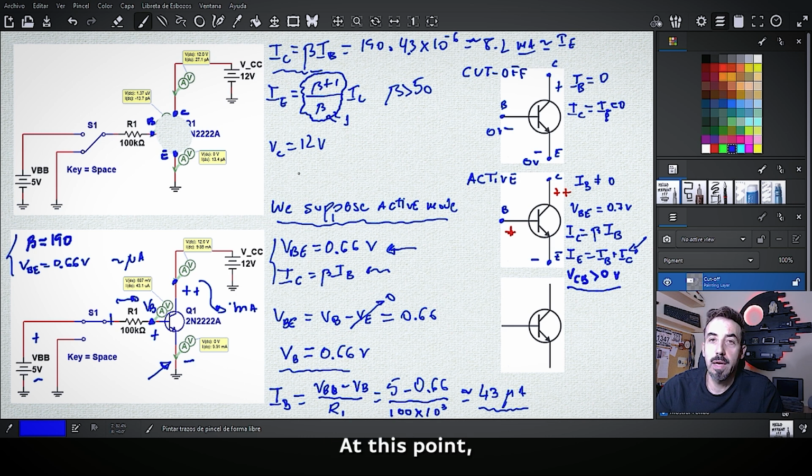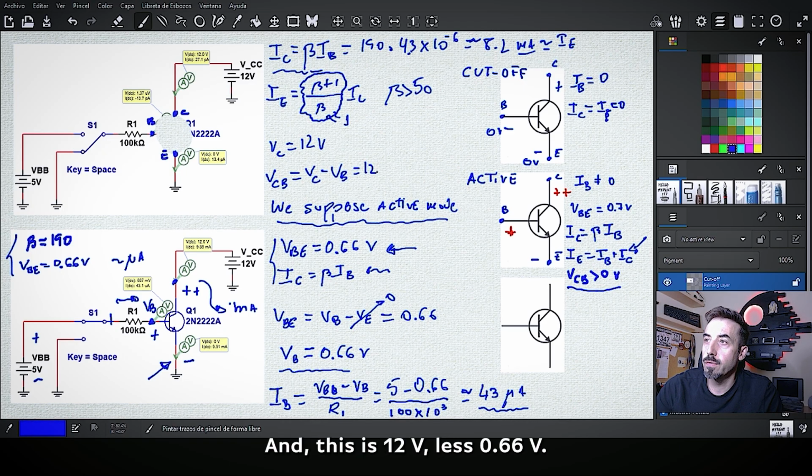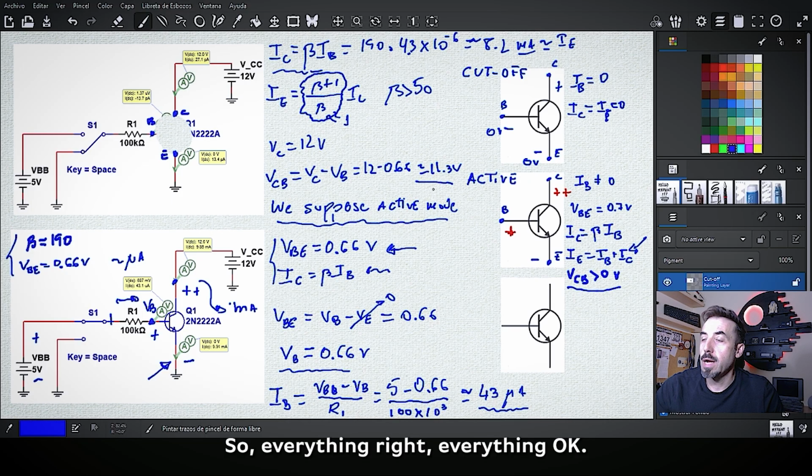At this point that we have everything, it's the moment to ask: are we really working in the active mode? To do so, you have to check the voltage collector-base. This is the voltage at the collector less the voltage at the base, so 12 less 0.66, which is more or less 11.3 volt. So yes, we do work in the active mode. Everything is right, everything okay.